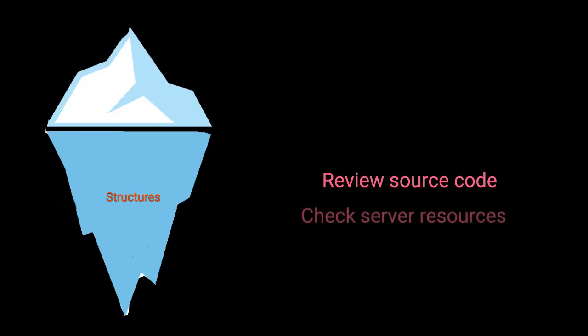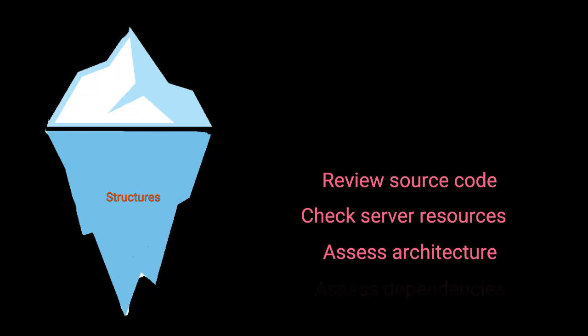After we have identified the patterns, we can start looking at the structures. At this point, we can review the application's source code for potential memory leaks, resource mismanagement, or other software defects. We should also evaluate server resource allocation, like CPU, memory, and storage, to ensure it matches application requirements. We then assess whether the application architecture can scale to accommodate increased traffic and load. At this stage, we should also examine dependencies on external services, libraries, or APIs for stability and potential issues.